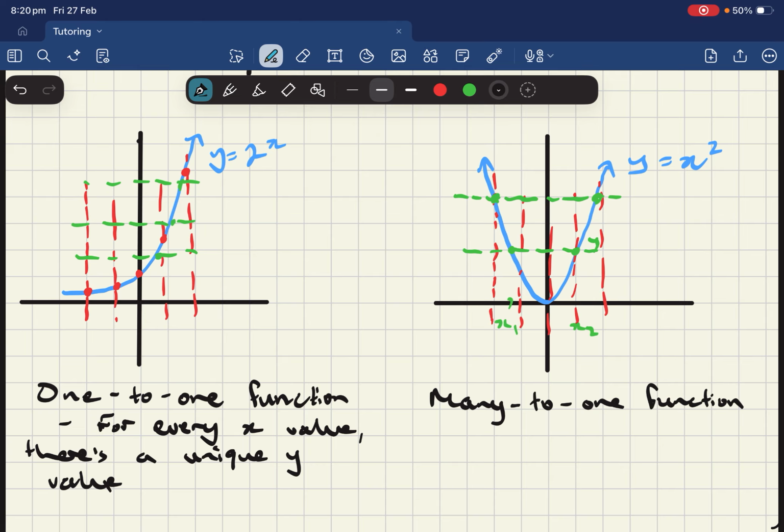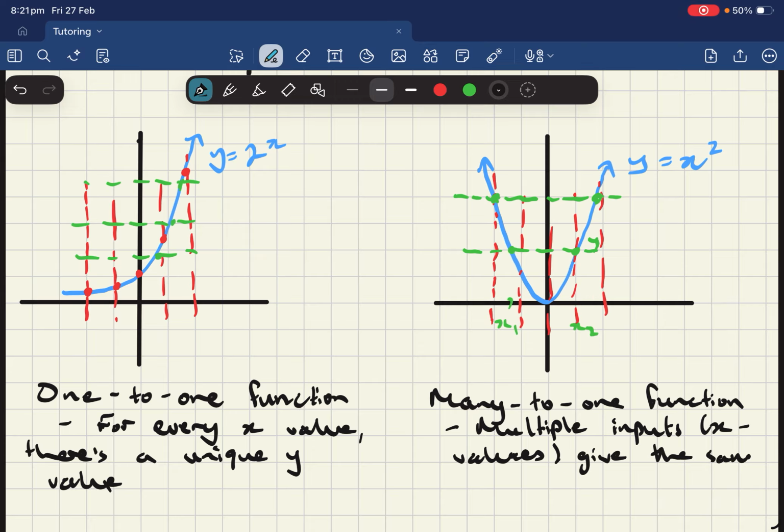And with many-to-one functions, we basically notice that multiple x values can give the same y value, the same output. So multiple inputs can give the same output. So multiple inputs, so x values in the domain, give the same output, y value. So this is how we can distinguish between two different types of functions.